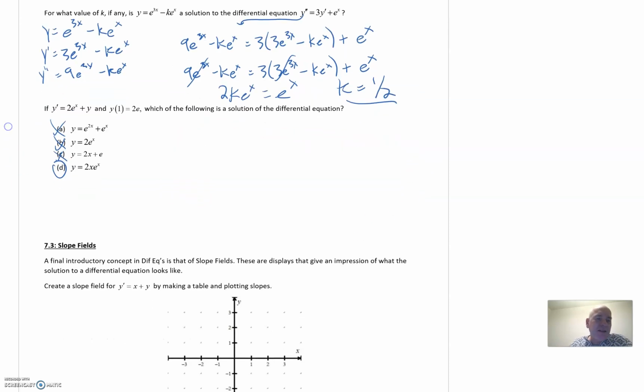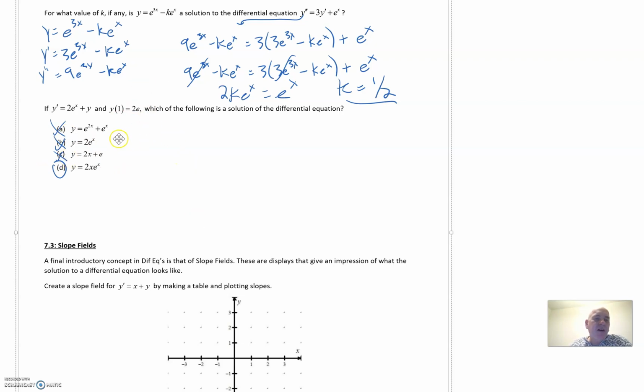And this one, from a problem solving standpoint, I want to mention how I did it. I first looked at, okay, which one of these, if the x is 1, is the y 2e. And so I could cross off the first one because that would be e squared plus e, and this one, which would be 2 plus e, not 2e. So I crossed off a and c right away.